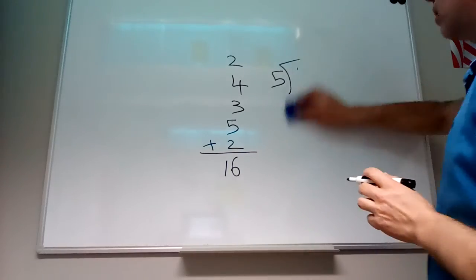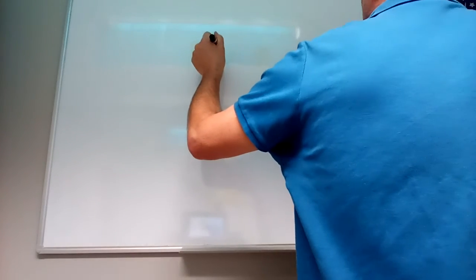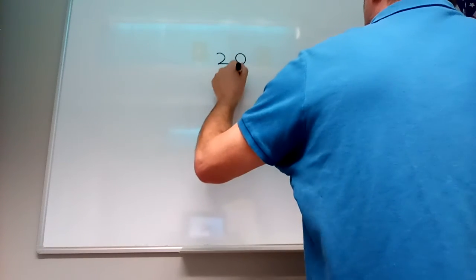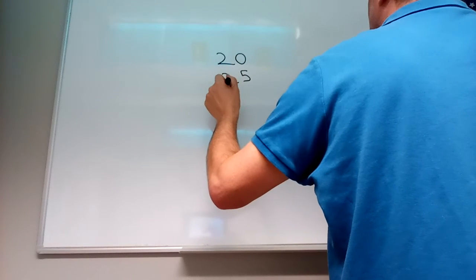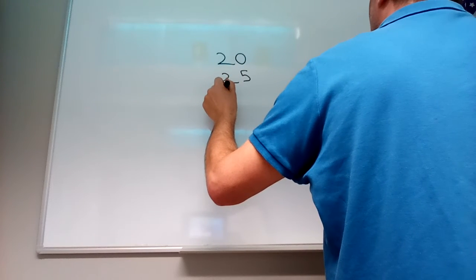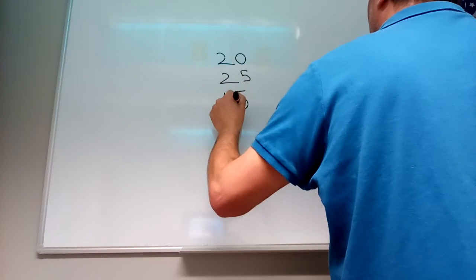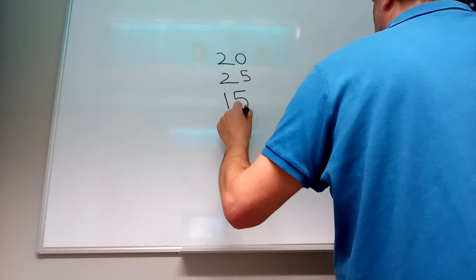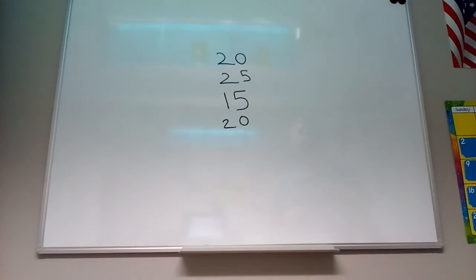Okay, and here again, that's not going to come out to be an even number. So let's pick one that's going to be an even number, because on your assignment, you're going to have things that will come out to be even numbers. So let's pick 20, 25, 15, and another 20. Okay, so let's take these four numbers here.